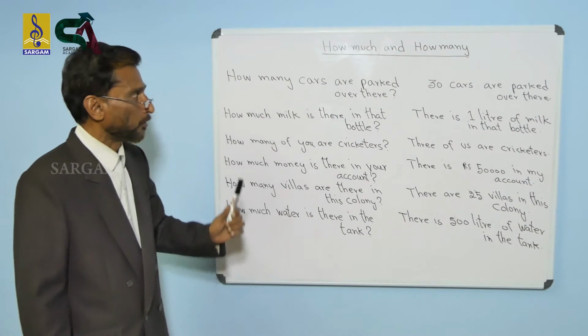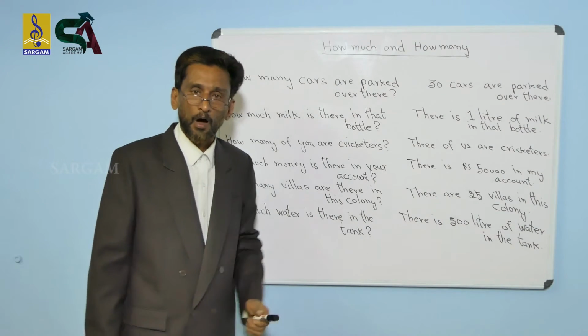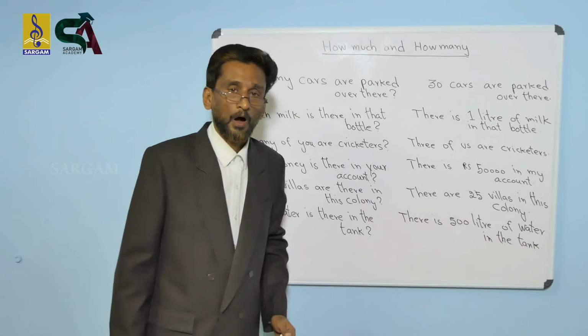So, how much and how many? How much is uncountable, whereas how many is countable.